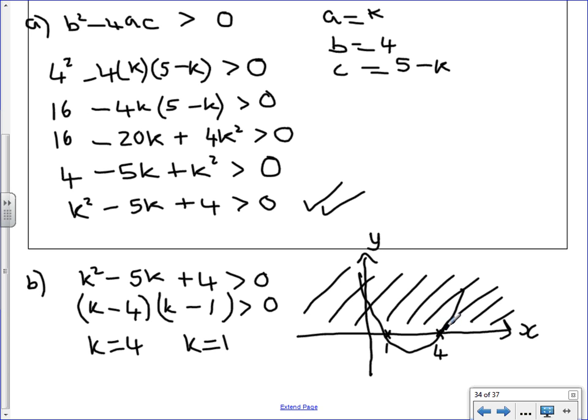So that tells us we want these two separate inequalities. So we want k values that are greater than 4. k needs to be greater than 4. We want k values that are less than 1.